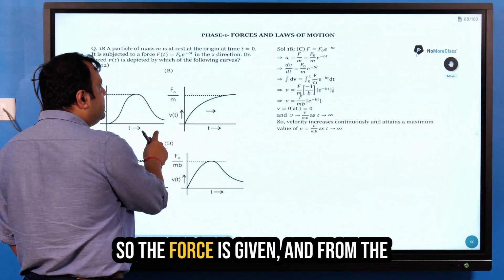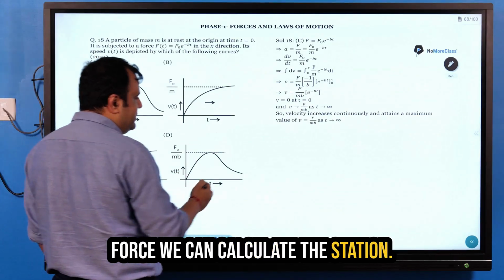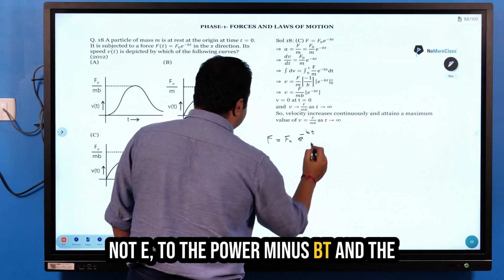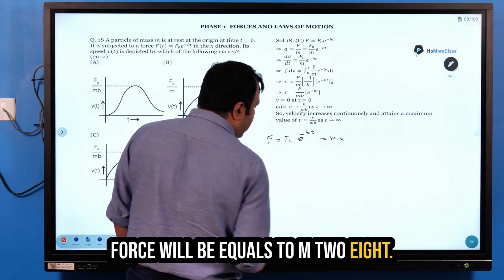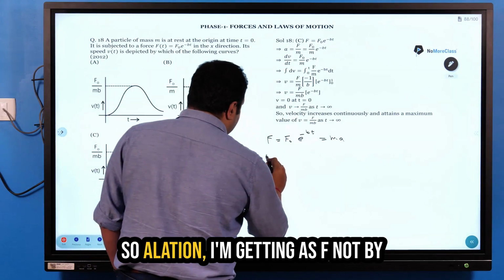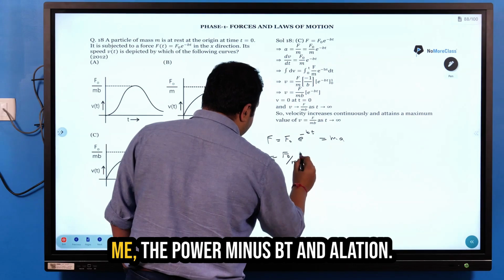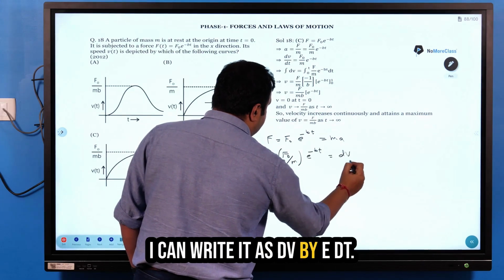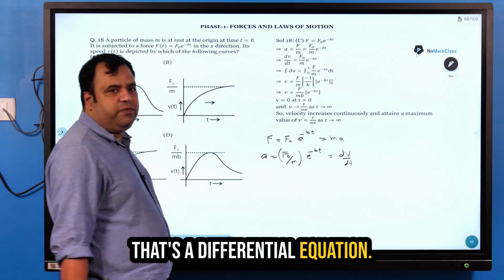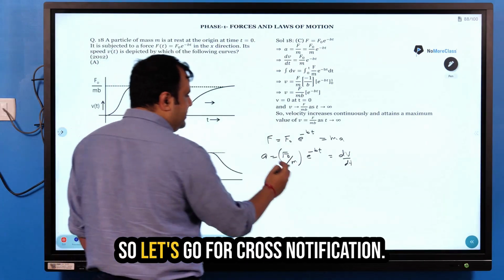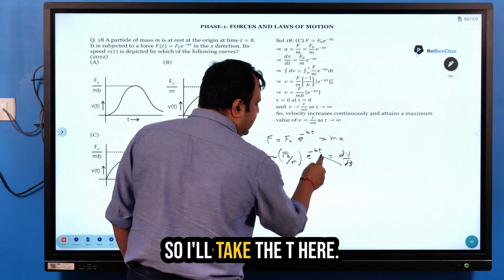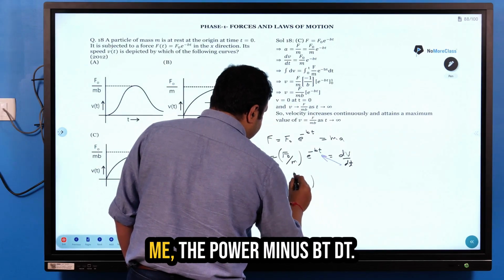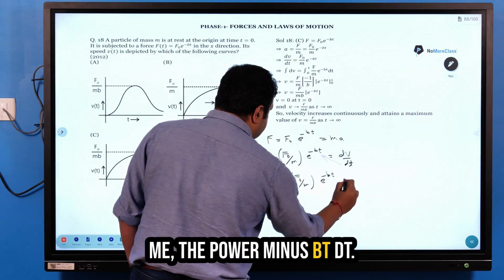Okay. So the force is given, and from the force you can calculate the acceleration. So the value of force is given as F naught e to the power minus bt, and the force will be equal to m times a. So acceleration I'm getting as F naught by m e to the power minus bt. And acceleration I can write as dv by dt. That's a differential equation, very first differential equation. So let's go for cross multiplication. So I'll take the dt here. So we'll get dv is F naught by m e to the power minus bt dt.